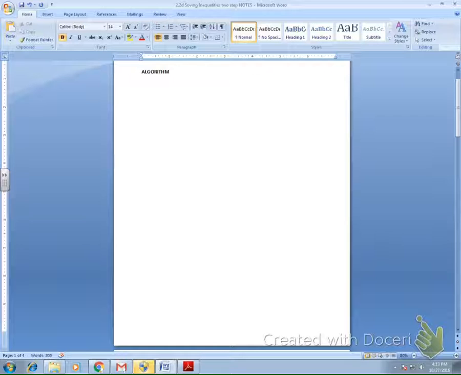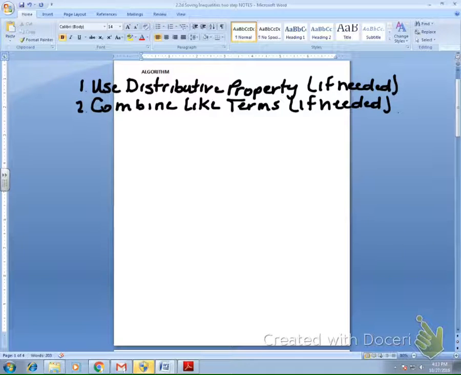I'm going to go ahead and write that down. Alright, so then our second step is combine like terms if needed. And if you don't remember how to do the distributive property or combine like terms, you can go back and look at some of your notes from equations. Those were the first couple of things that we did. That will kind of jog your memory on how to do them.